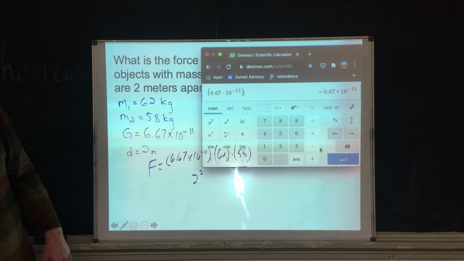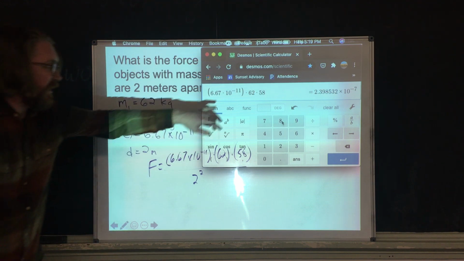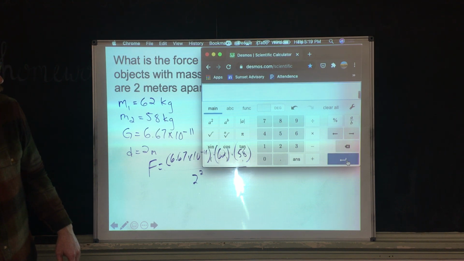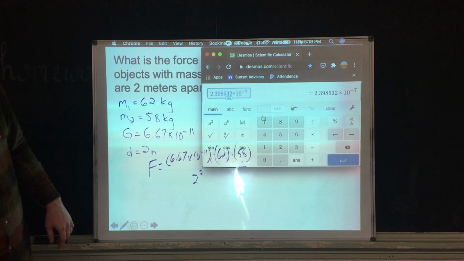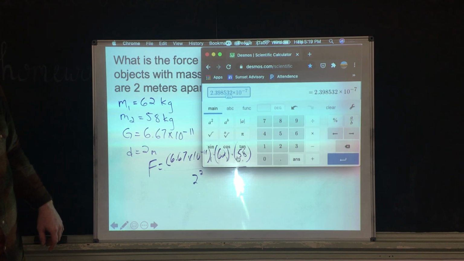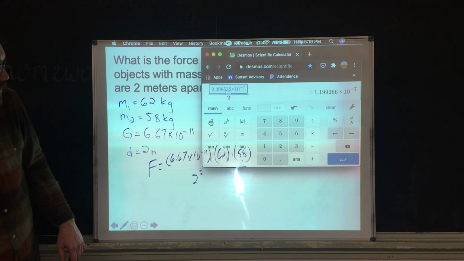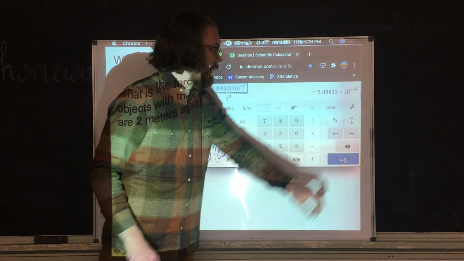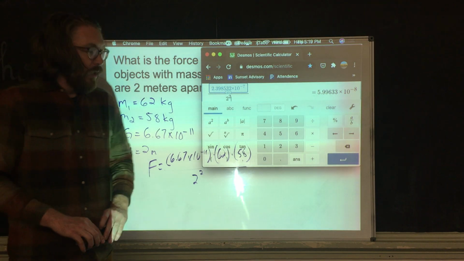Times 62 times 58. Notice I don't have to put 58 or 62 in parentheses because they're just numbers. Again, I hit enter, and then I hit answer, which is that answer that I just got. And then we're going to divide that by 2 squared, because it's the distance squared. Enter, and you get 6 times 10 to the negative 8th newtons, which is pretty much nothing.